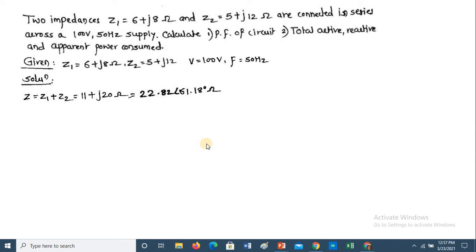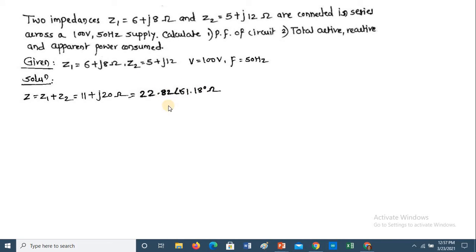To express Z in polar form, first I will find Z in polar form. How did I calculate that? 22.82 is equal to under root 11 square plus 20 square, that is under root x square plus y square. So 22.82 is the value of R, that is the magnitude, and 61.18 degree is the angle phi.